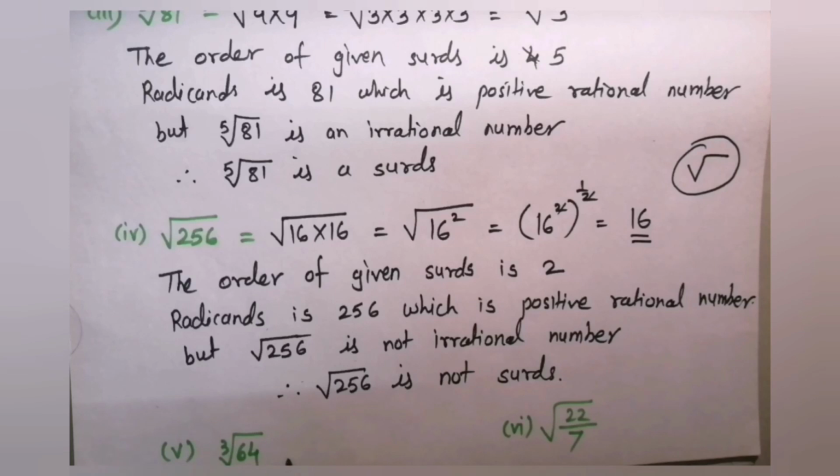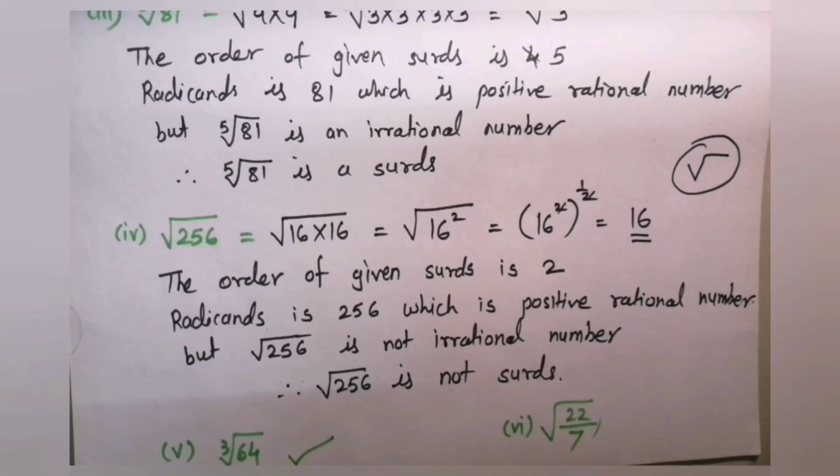Clear? So you have to solve with explanation. This is not a surd. Now you just write down with explanation. Now what is that? Square root of 22 upon 7. That means it is in p by q form, which means it is a rational form. So it is a surd. Yes, so it is an irrational number, therefore this is a surd.